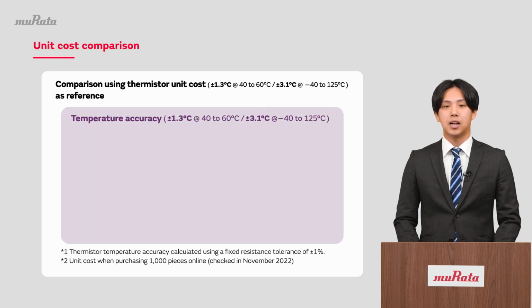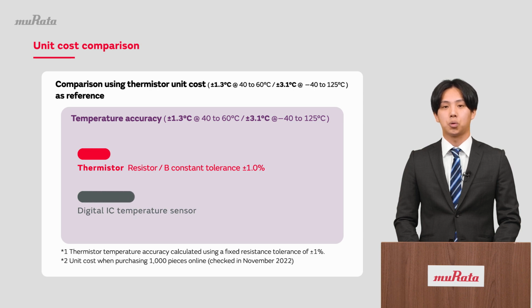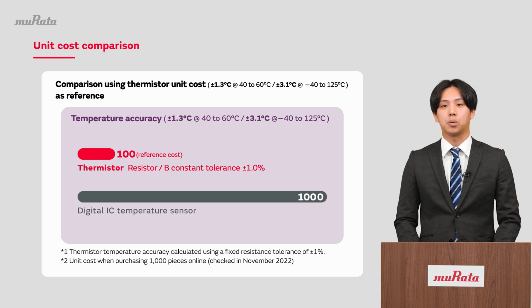Second, let's compare the cost of components. If we compare circuits with a temperature range of -40 degrees Celsius to 125 degrees Celsius and a temperature accuracy of around plus or minus 3 degrees Celsius, the circuit using a thermistor ends up costing approximately 1/10 what the circuit using a digital IC temperature sensor costs.